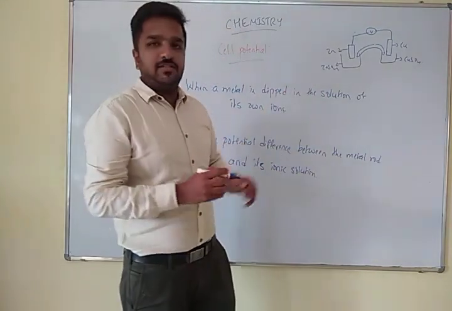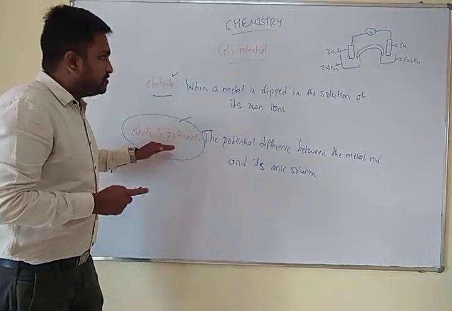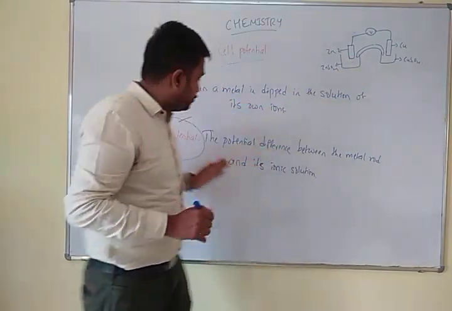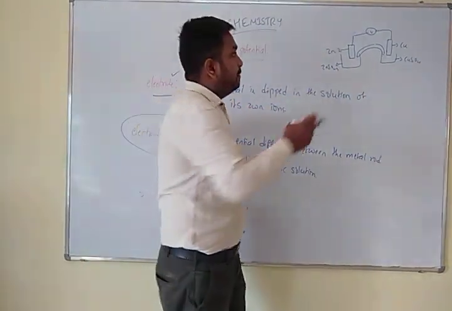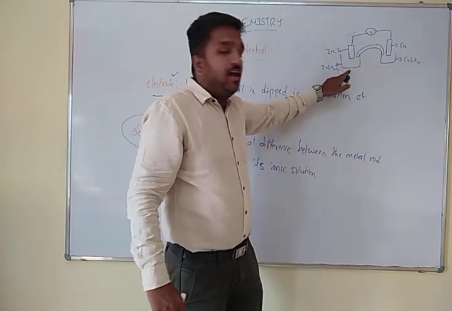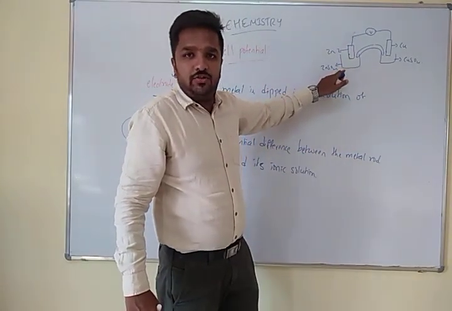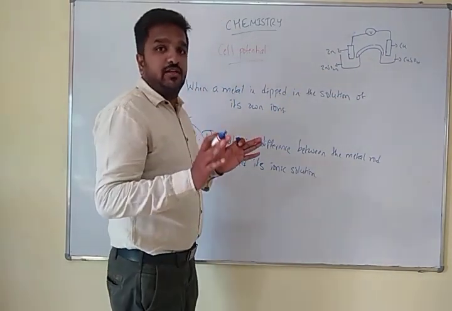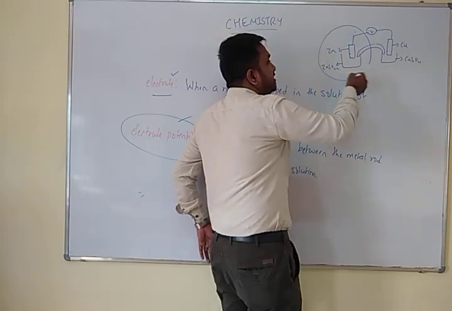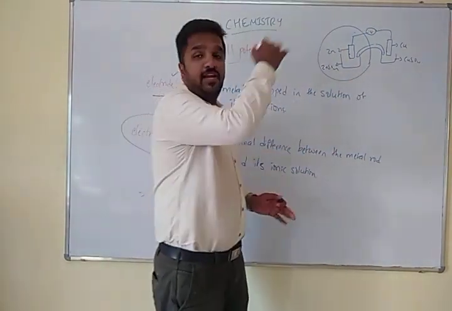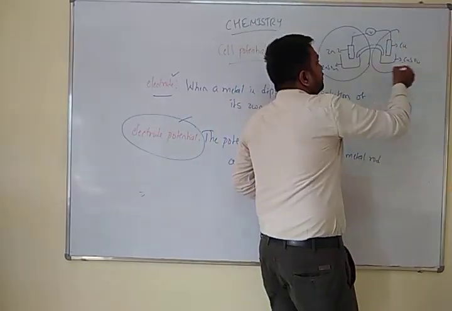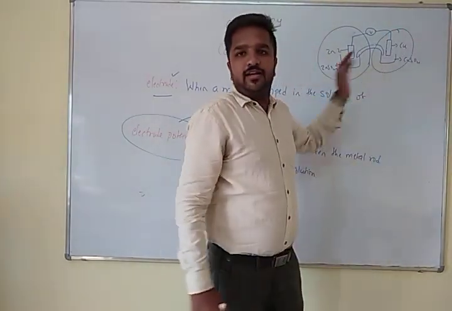So this is a simple representation of a Daniel cell. Electrode means here zinc is dipped in Zn solution. That's an electrode. Electrode potential is the potential difference between this particular zinc metal and its ionic solution. That we call electrode potential. Be careful, electrode potential, we are talking about a single electrode, not a complete whole cell. Clear? Electrode potential of copper is the potential difference between the copper metal and its ionic solution.